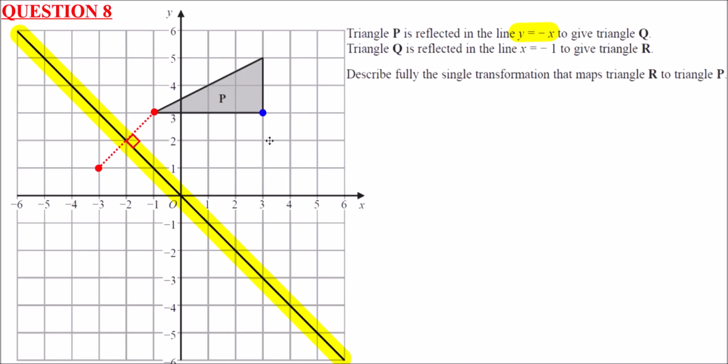Next, considering the right angle. This right angle here is 1, 2, 3 squares away. So when it's reflected, it'll be 1, 2, 3 away from the mirror line. It will end up down here, like so. Finally, this point at the top, in green, that's 1, 2, 3, 4 squares away. So again, once it's reflected, it will be 1, 2, 3, 4 away. It'll end up down here, like so.